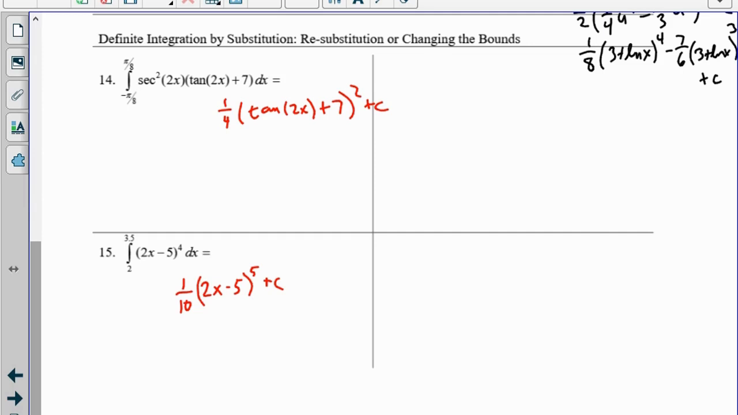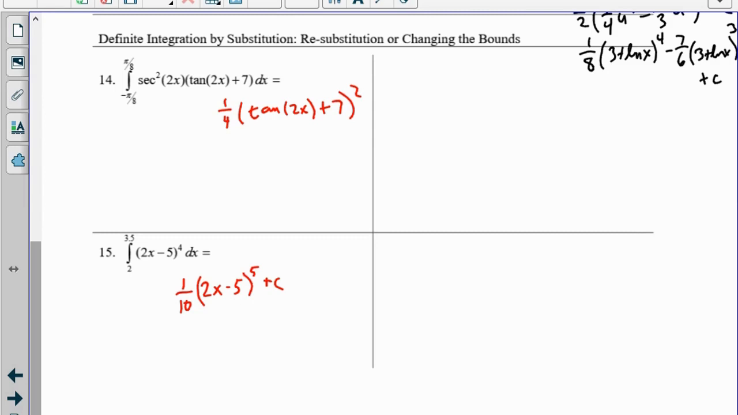So we're going to do definite integration when we have to use substitution. I'm going to show you two different methods for this. Notice that in 14 and 15, I'm using problems that we did yesterday, so that'll save us a little bit of time. So when we integrate 14, we get 1/4 tangent 2x plus 7, the quantity squared. Now, when we do definite integration, obviously we don't need the plus c there.